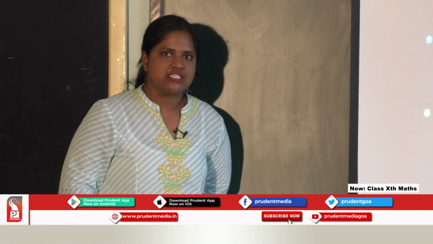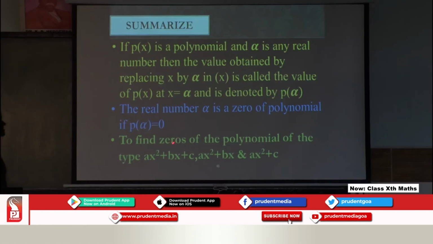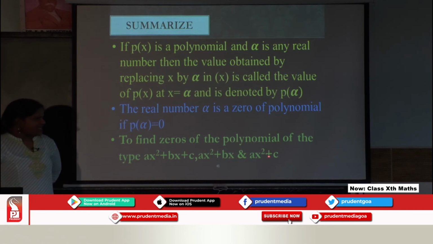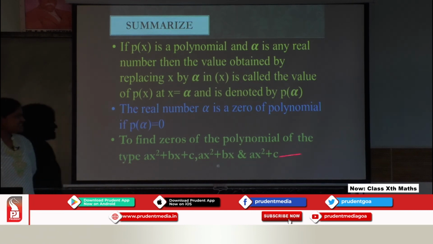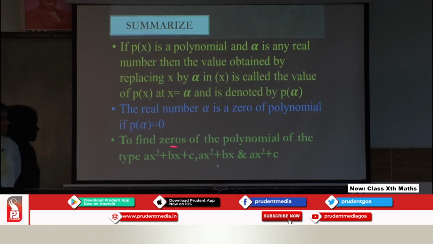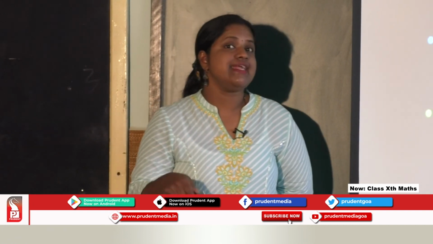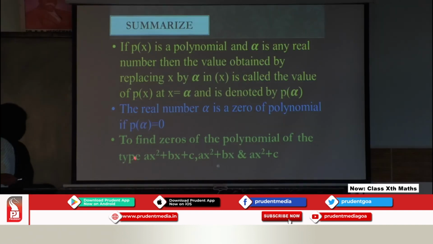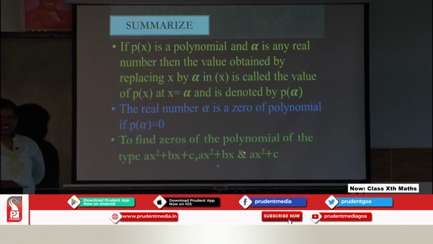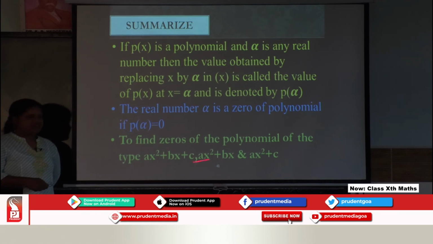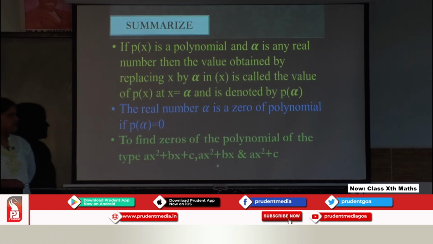Third point to be focused upon is to find zeros of the polynomial of the type ax square plus bx plus c, ax square plus bx and ax square plus c. All these three types we had done. In the first part, all the three terms are given. So, we had used splitting the middle term method here. We multiply a into c, then split that value in such a way that you get b. So, we use splitting the middle term to find zeros.